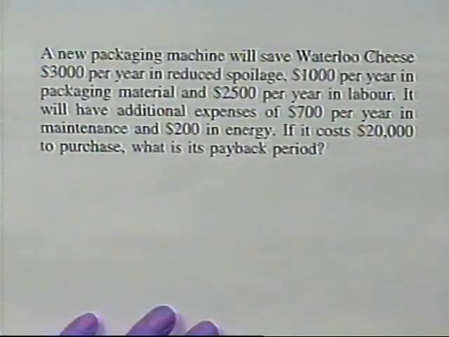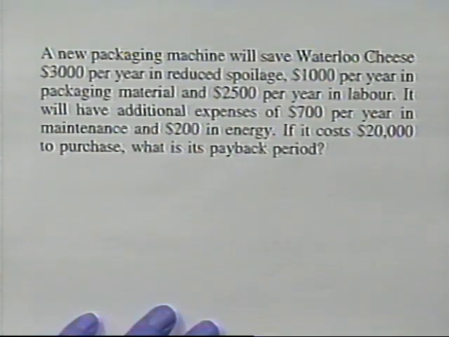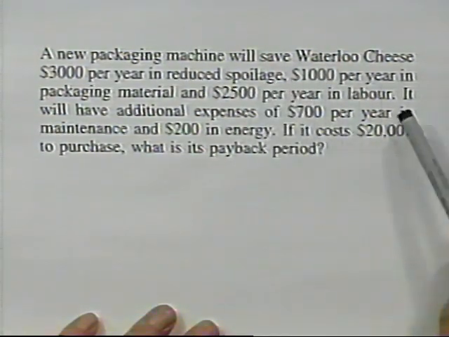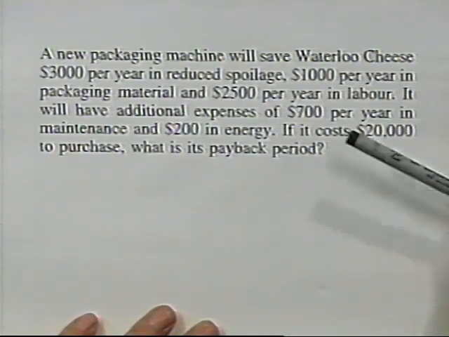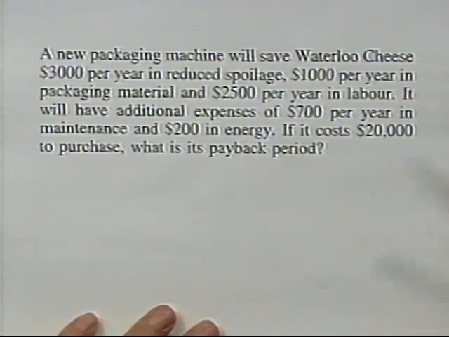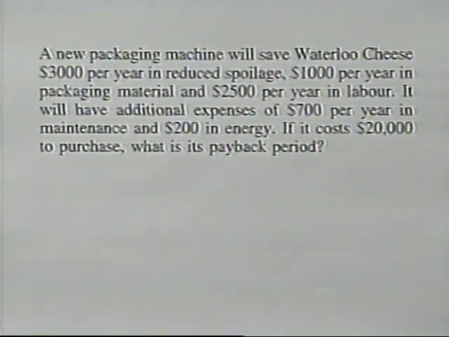Let's look at an example of doing this. We've got a new packaging machine, saving Waterloo Cheese $3,000 per year in reduced spoilage, $1,000 per year in packaging material, and $2,500 per year in labor. We'll have additional expenses of $700 per year in maintenance and $200 per year in energy. If it costs $20,000 to purchase, what's its payback period?